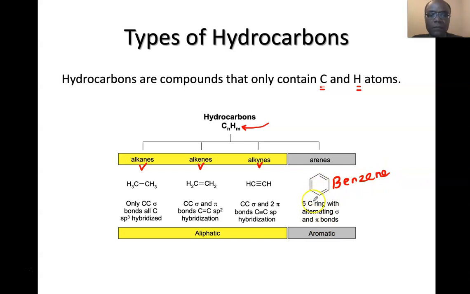We'll discuss that in a future chapter, but the ones we are to describe in the next 2 chapters are the aliphatic ones, which are not aromatic. In other words, they are chains. The aliphatic, they are chains. So you could have alkanes which have carbons, CC sigma bonds, and all carbons are sp3.